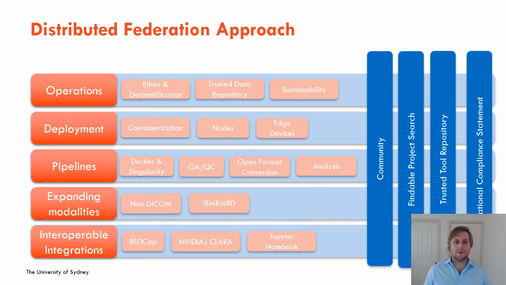Thirdly, we will have a trusted tool repository. A lot of work has been done on trusted data. We think it makes sense to, in the next phase, look at how we do trusted analysis of said trusted data. And lastly, looking at a national compliance statement so that every node of the Federation will meet a minimum standard in terms of security, capability, user experience, and ethics and data identification.